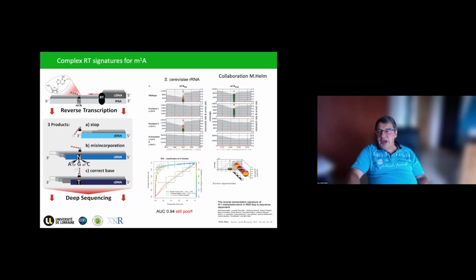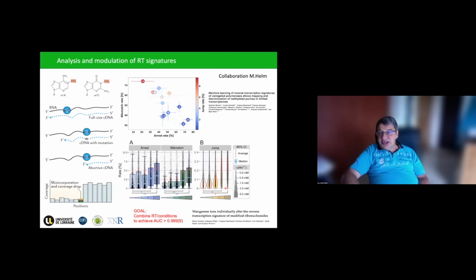of relative quantification of M1A, and by using oligonucleotides with a variable sequence around, we found that the sequencing signature is also dependent on the neighboring nucleotides in the RNA. So as an extension of this, again in collaboration with Mark, we studied several different RTs, which differ quite considerably in arrest rate and mismatch rate, and also in jump rate, which is base skipping during the reverse transcription.